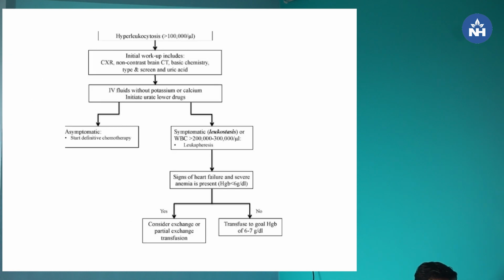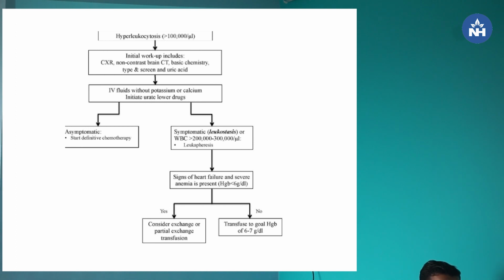This is the flowchart showing the management. Hyperleukocytosis more than 1 lakh per microliter. Initial workup includes the chest X-ray, NCCT brain, basic chemistry, screen and uric acid. First we give IV fluids without potassium or calcium, initiate urate lowering drugs. If it is asymptomatic, we start definitive chemotherapy. If there is symptomatic leukostasis or WBC more than 2 lakh to 3 lakh per microliter, we go for leukapheresis.